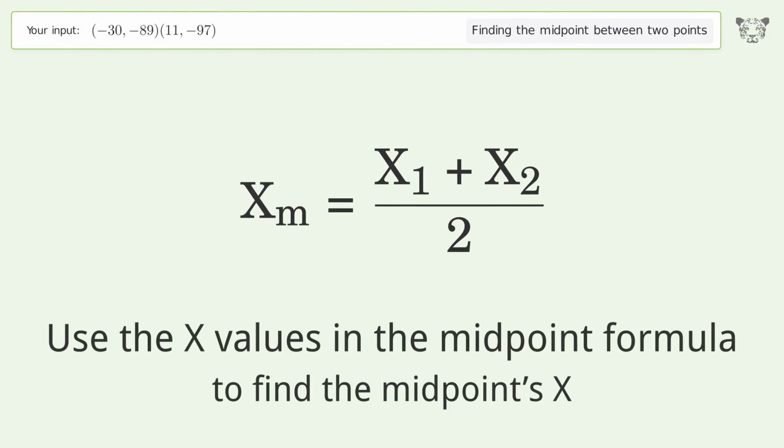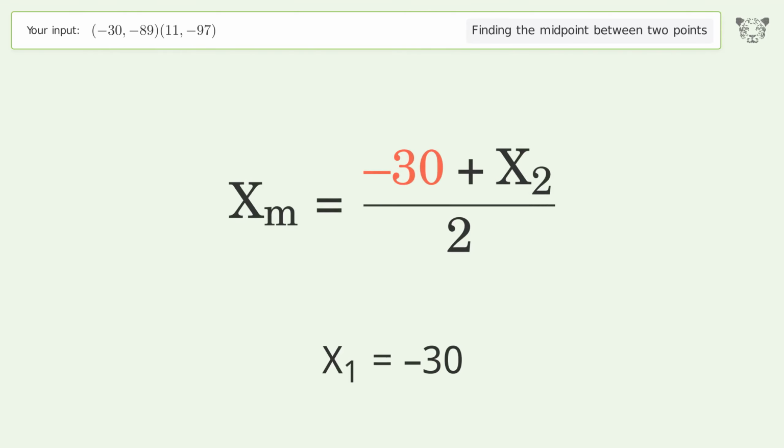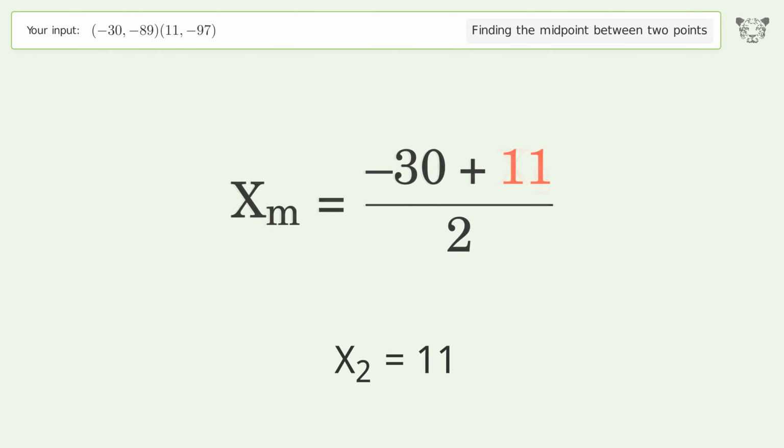Use the x values in the midpoint formula to find the midpoint's x. x1 equals -30. x2 equals 11. Simplify the arithmetic.